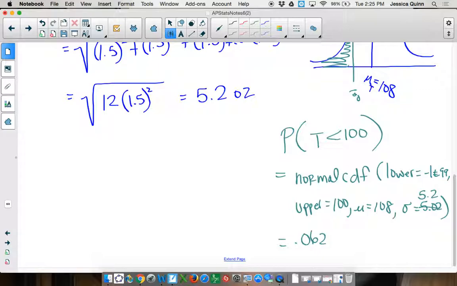Okay, so about 6% of the time, if you randomly fill up these bags with 12 apples, you're going to end up with a bag that has less than 100 ounces of apples in it. So, if that happened, you kind of got gypped a little bit in your apple bag. Okay? All right, sweet. We're done with 6.2.